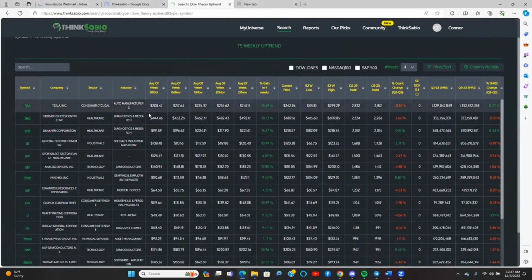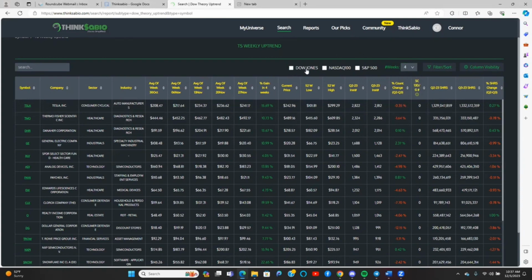This report shows the stocks that have experienced growth in price over the last set of weeks, which you can see here. You can choose the number of weeks that you want to look at with this drop-down arrow. Right now we have it on 4, but you can also select a different number of weeks to filter down for a longer period of time.